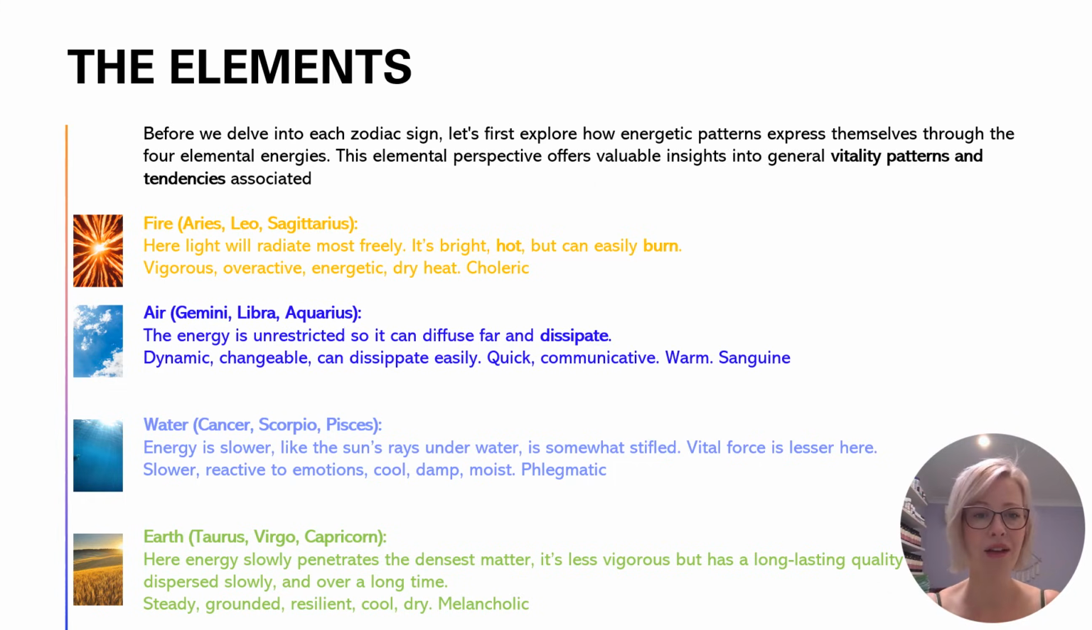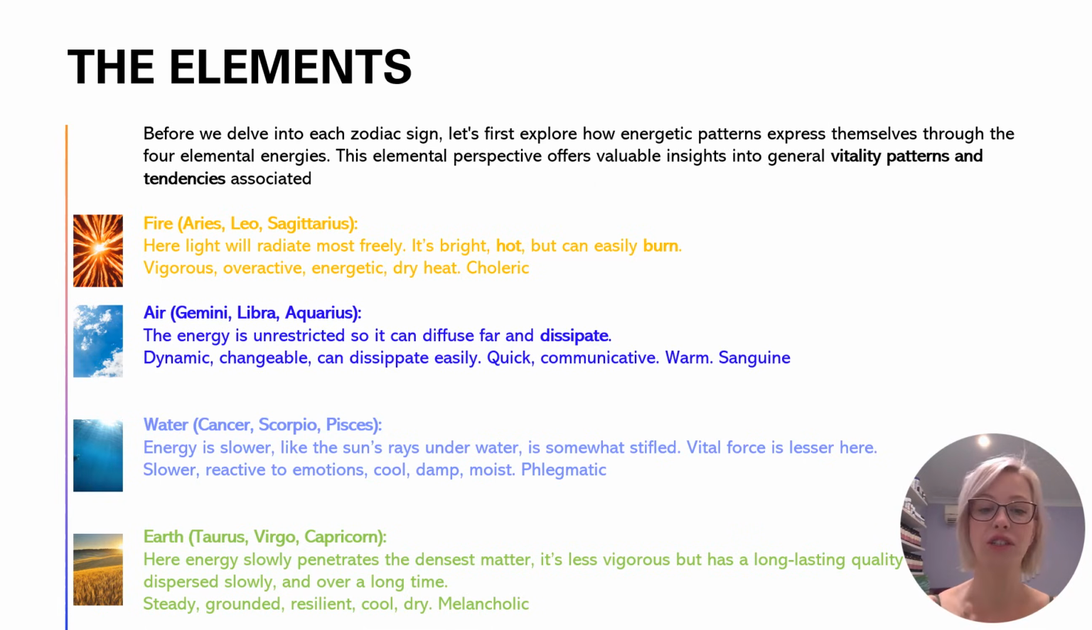Air diffuses quickly. It goes far and it dissipates. It has a dynamic, changeable energy. It's quick, communicative, and warm. It is associated with the sanguine humor. So again, air signs are usually very chatty, very communicative, very changeable in their nature. But they can also run out of energy because they can spread themselves so far, like air.